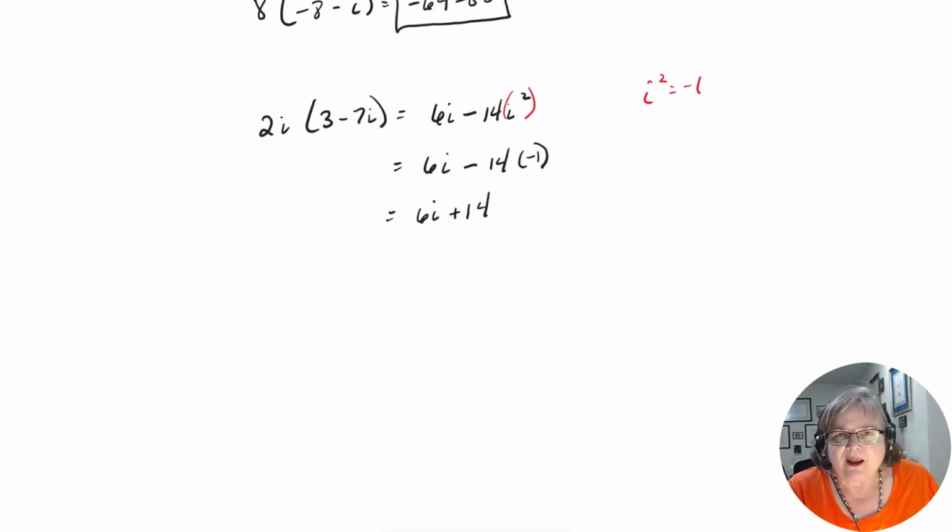Now, that's an accurate answer, but it is not considered standard form. Standard form is a plus bi, where you have the real number in front. So this would be 14 plus 6i. All right.